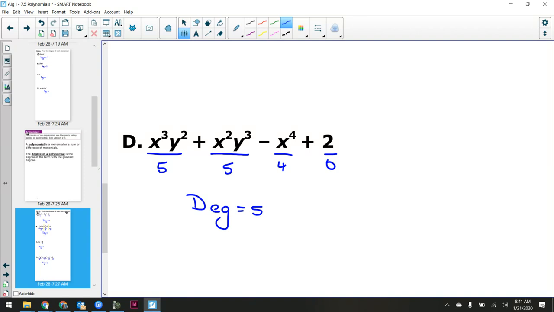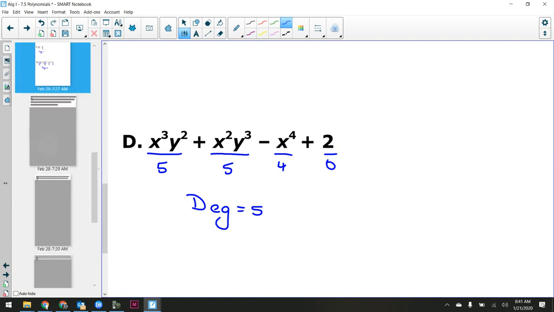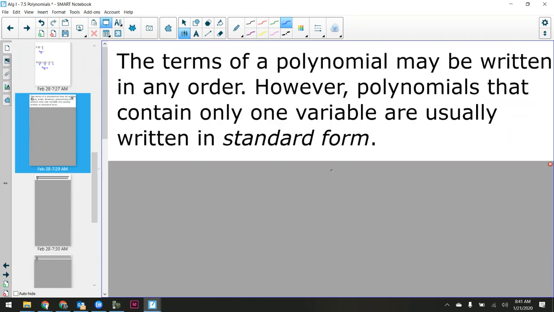Okay, so again, you have no idea what that's used for yet. Trust me, we will talk about that. But that is a very important number that's associated with the polynomial. The degree is an extremely important number. All right, the terms of a polynomial may be written in any order. However, we need to talk about what's called standard form. We've learned a standard form before. We talked about standard form of a linear equation. That was that ax plus by equals c. But now what we're going to talk about is standard form of a polynomial.